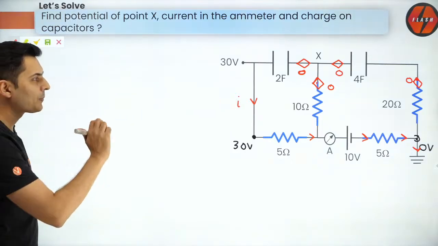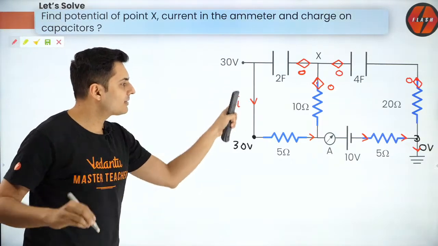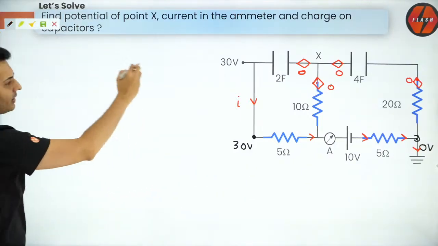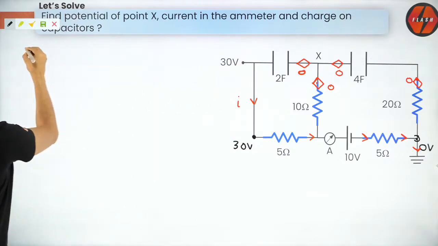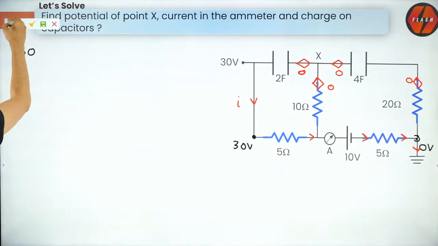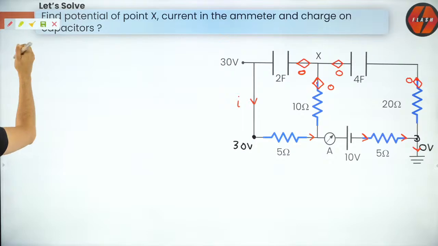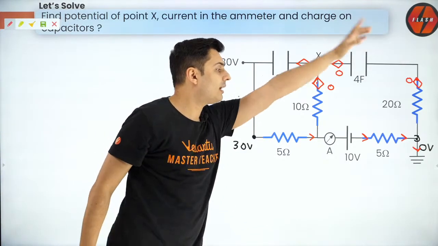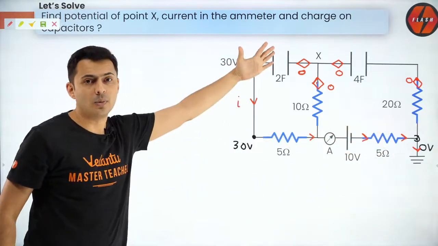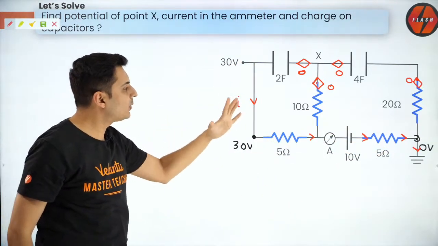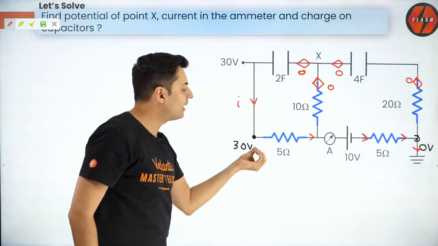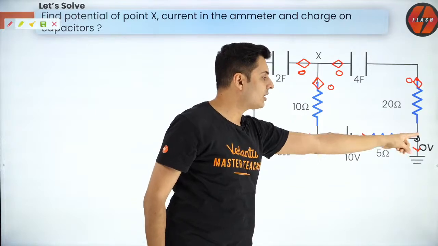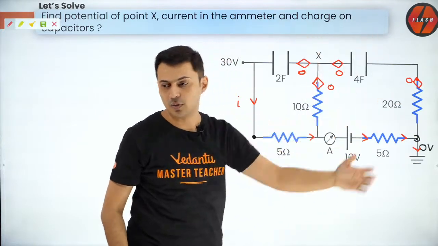So what do we do? Start from 30 volts and go till 0 volts. That's it. Start from 30 volts and go till 0 volts. Come on, guys. So what I'm trying to do is, I'm kind of using Kirchhoff's law, but I'm starting from a point and going to another point, not coming back over here. So when I add those potentials, starting from one point, if I keep adding the potentials, eventually I'll reach the potential of the final point, which is going to be 0 volts.